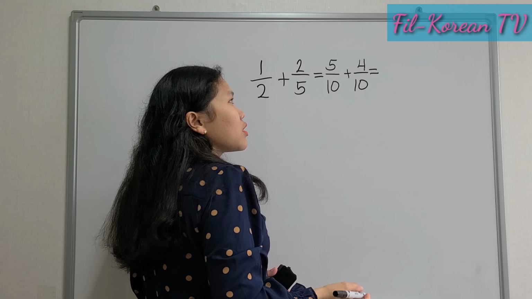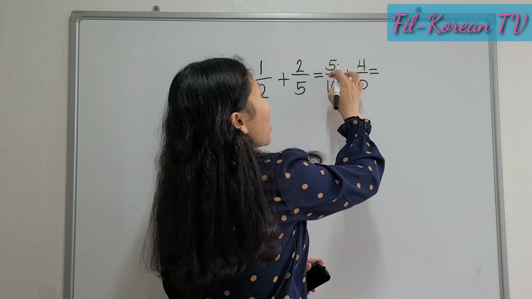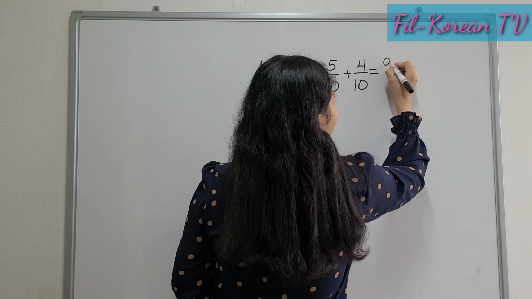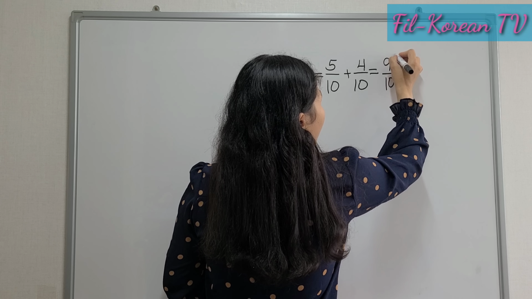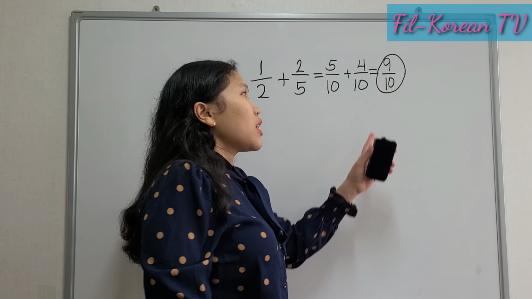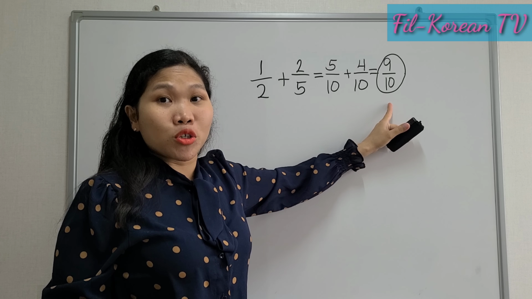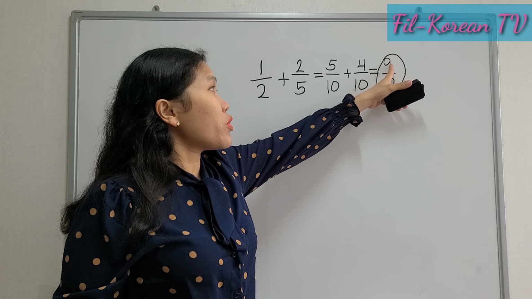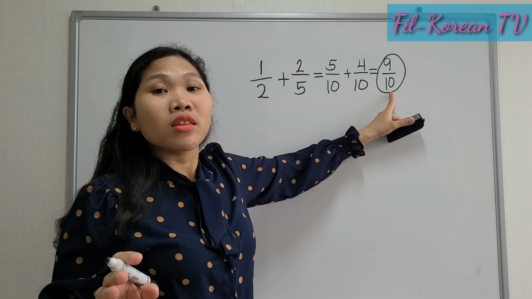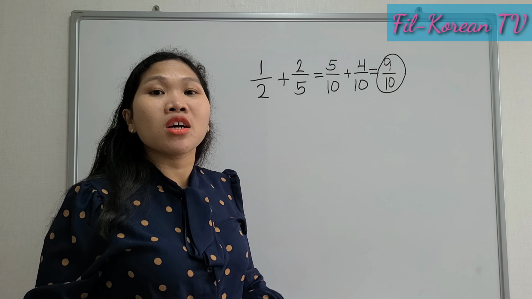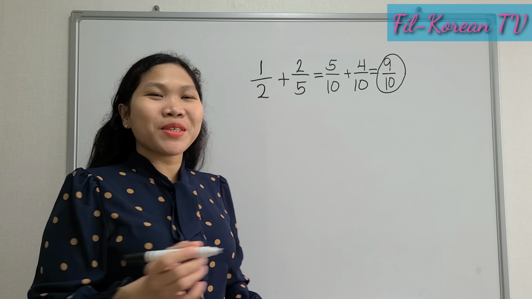Then, add the numerators and copy the LCD. 5 plus 4 equals 9. Copy the LCD, 10. The answer is 9/10. 9/10 is already in the lowest term. Because if the numerator and the denominator are consecutive numbers, the fraction is in lowest term. So this is the final answer. Last example.